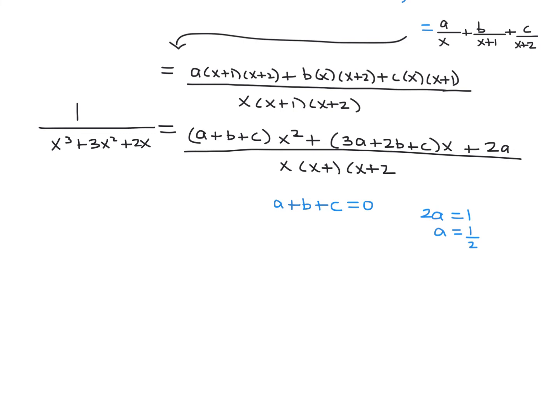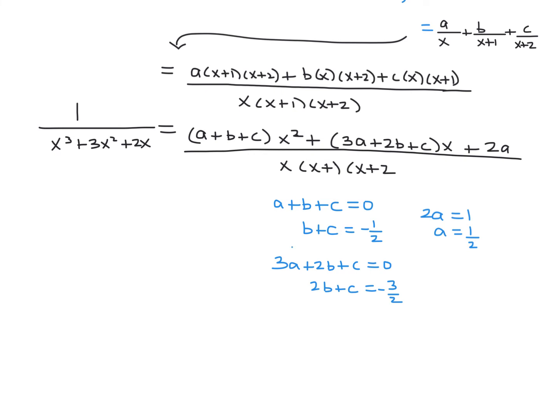Therefore, since a is a half, b plus c is equal to negative a half. And then similarly, there is no coefficient over here for x, so that means this 3a plus 2b plus c is 0. And since a is a half, 2b plus c is negative 3 over 2. Okay, so this one and this one I can use to figure out the values of b and c.